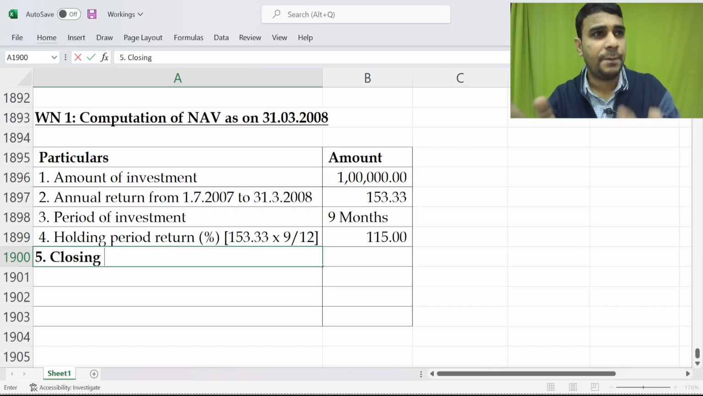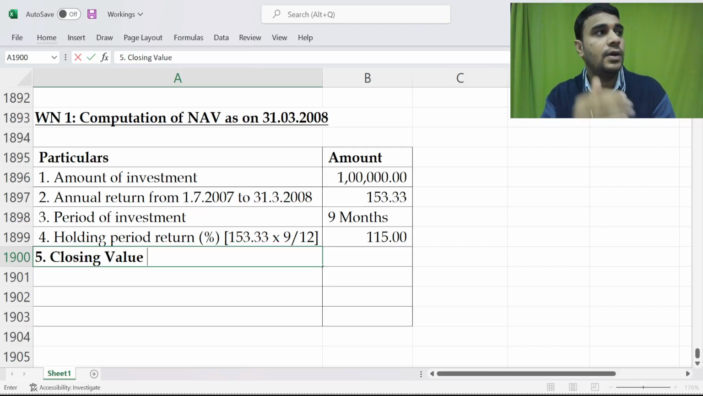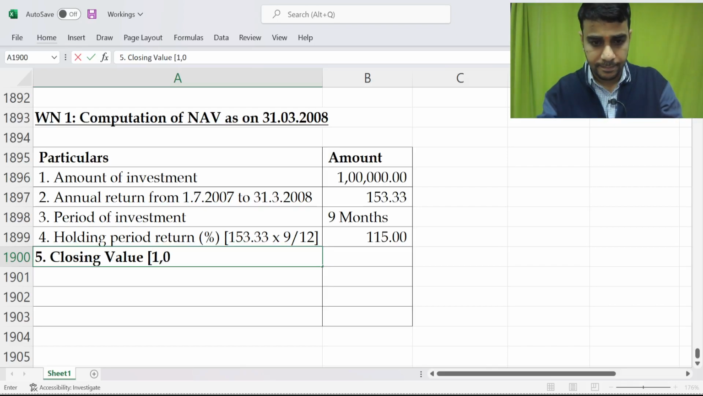Closing value. Some dividends are paid, but that does not matter because it's a reinvestment. Dividend is not part of my income. See, listen, closing value is equal to opening value plus HPR. If there is some dividend, then opening value plus HPR minus dividend, because dividend also forms part of the holding period return. So the returns are in two forms: one is your dividend and second is capital gain. Dividends are not there in this question because they are reinvested. So closing value is 1 lakh plus 115%.